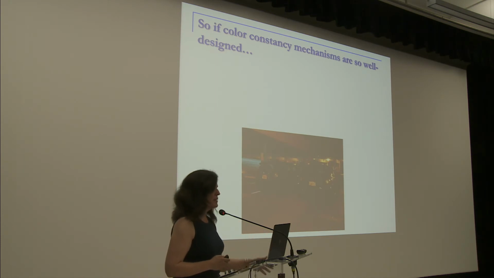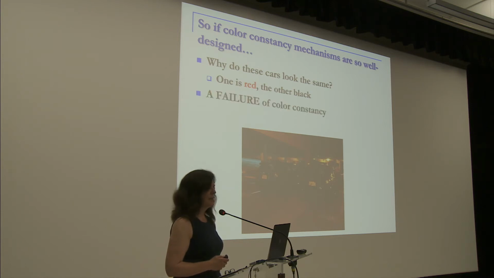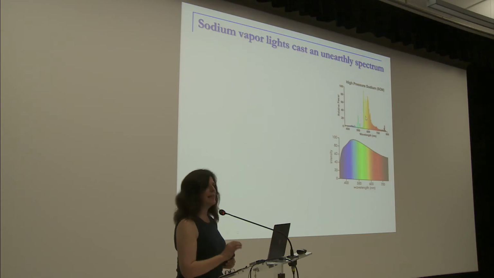So if color constancy mechanisms are so well designed, why do these two cars look the same? One's red and the other's black, if you were looking at them at noon. This is a failure of color constancy that happens under sodium vapor lights in a parking lot. Sodium vapor lights cast a literally unearthly spectrum. This is the spectrum that you get from those lights, and this is during the day, what you get from the sun.